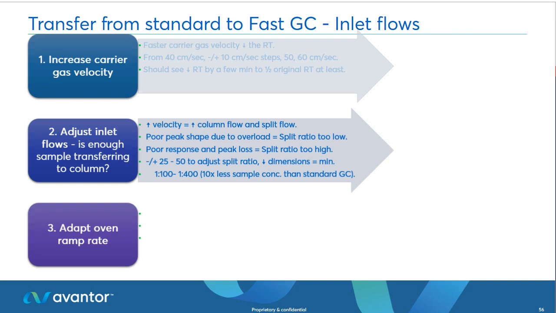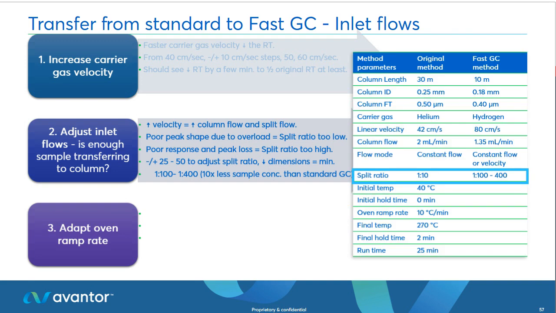But when you are using these lower dimensions, these smaller dimensions, the minimum split ratio is 1 to 100, up to 1 to 400. So you want 10 times less sample concentration going down that column compared to standard GC. So here's just an example of what you can do to start off with. You can start with 1 to 100 and then increase as needed.